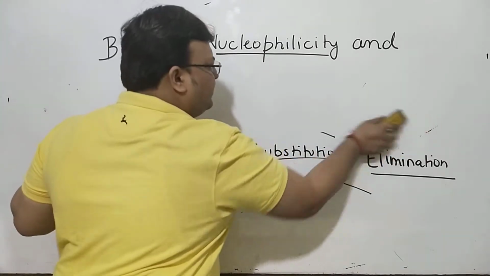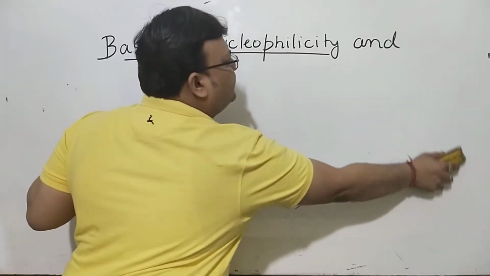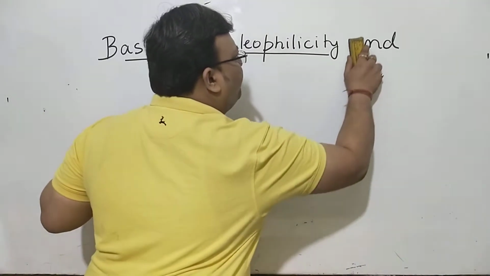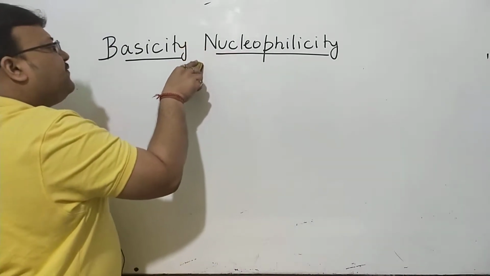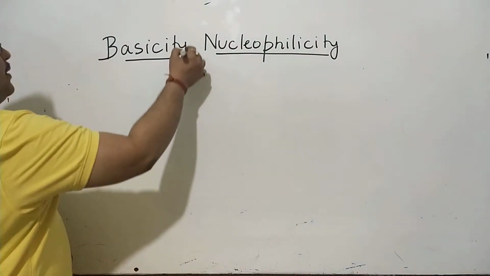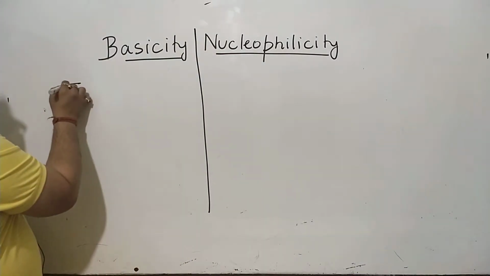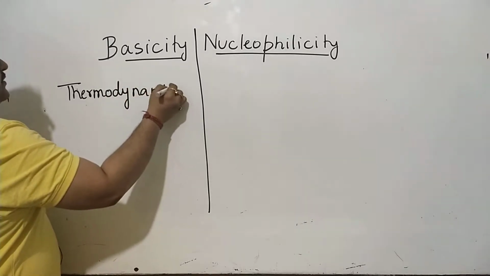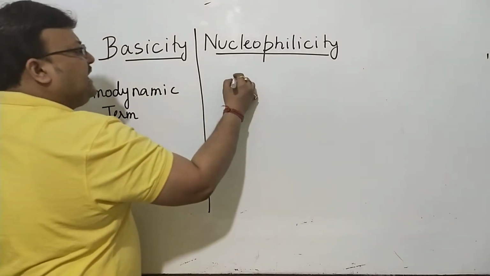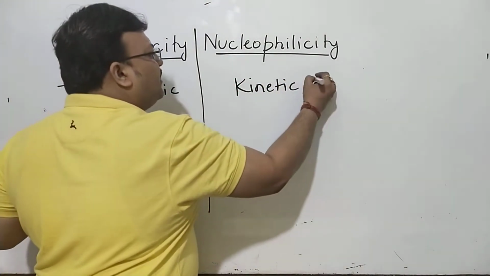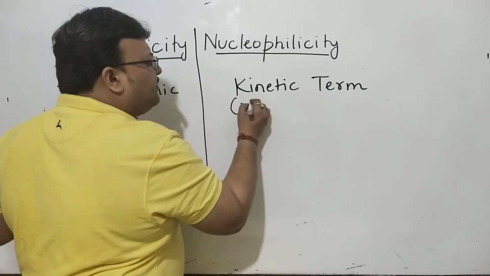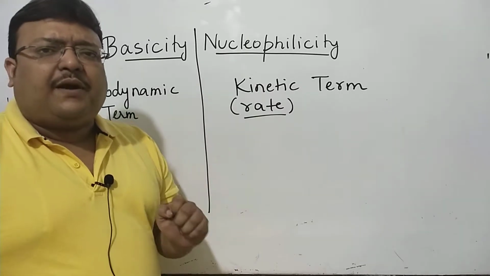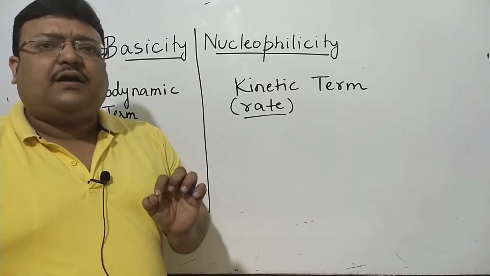Now naturally, you will want to copy everything at your convenience. I wanted to begin with a couple of very simple examples, and then when it's about basicity and nucleophilicity, first and foremost, basicity is a thermodynamic term. Whereas nucleophilicity is a kinetic term. Every time you have kinetics involved, it's about rate of something. So this is again a fundamental difference. Nucleophilicity is a kinetic term.